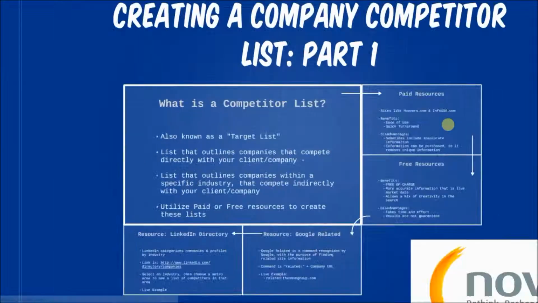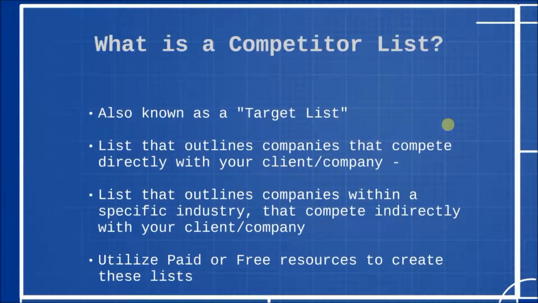But let's go ahead and dive in and ask ourselves the question, what is a competitor list? Some companies call it a target list or something similar. What it basically is, is a list that outlines companies that compete directly with your client or company. It also might be a list of companies that compete indirectly within a specific industry. Either way, your goal is to have about 15 to 30 companies that you can present to your client as competition in the current marketplace.